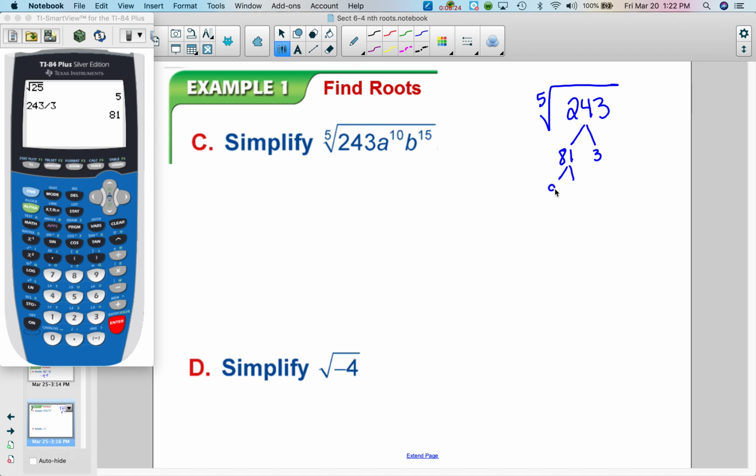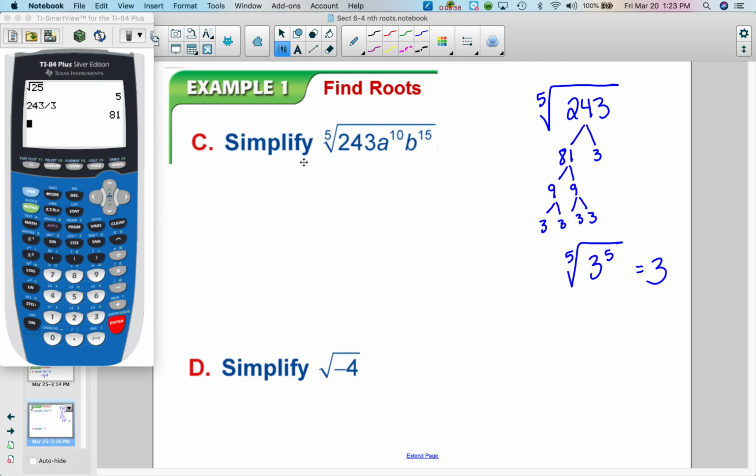Well, I know this is 9 times 9. I know this 9 is 3 times 3. And this is 3 times 3. So notice I have a 3 times 3 times 3 times 3 times 3. This is prime factorization. So I'm going to rewrite the 243 as 3 to the 5th power. Well, if I'm taking the 5th root of 3 to the 5th power, those are inverses. They cancel out and I just get 3. So for the number part, I get 3.